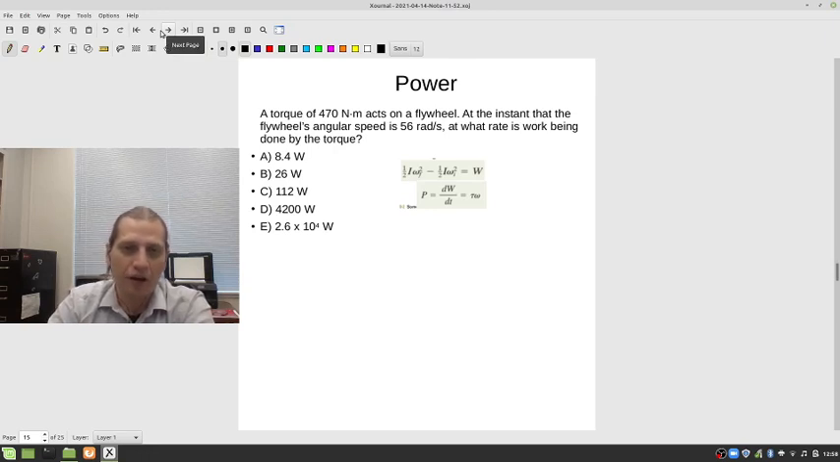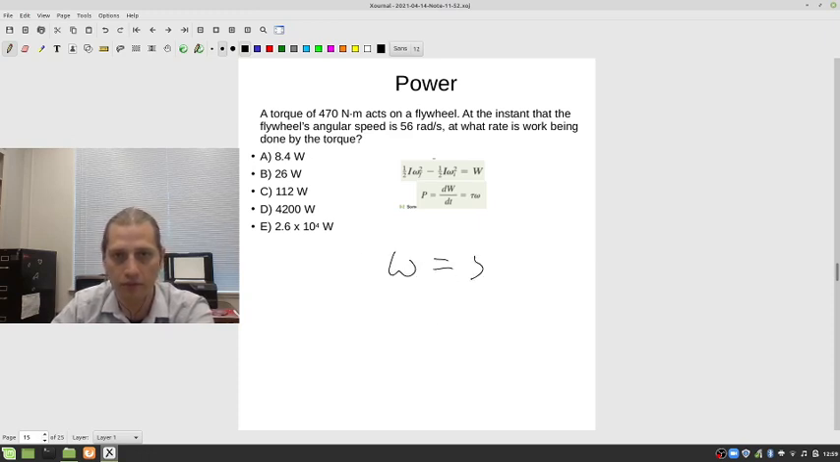Now let's think about putting power into a system. It says a torque of 470 Newton meters acts on a flywheel at the instant that the flywheel's angular speed is 56 radians per second. Okay, angular speed, what variable do I use for that? I use omega, 56 radians per second. It asks, at what rate is work being done? Okay, rate of work, that should say power to you. Reminder, P here is power, not momentum.